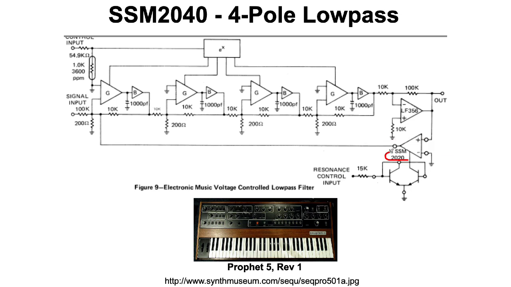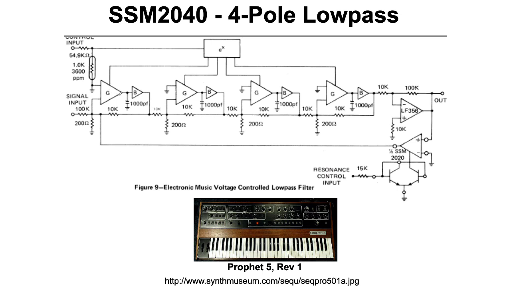So the SSM2020 is no longer in production. It's a little weird, and the schematic here is actually kind of confusing. All of these dots here indicate pins on the 2020, and as far as I can tell from the datasheet, basically the 2020 is an OTA with some voltage to current creation circuitry built into it. The details of this aren't terribly important. The main thing is that there's something here that lets you control the amount of feedback gain.